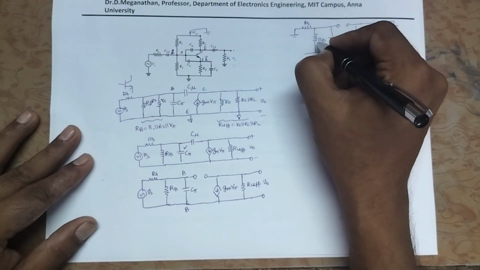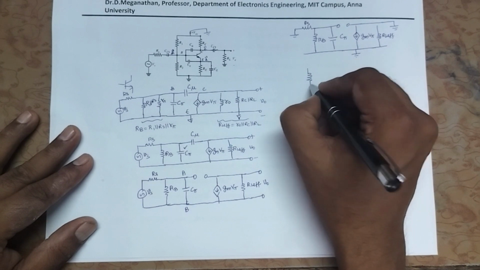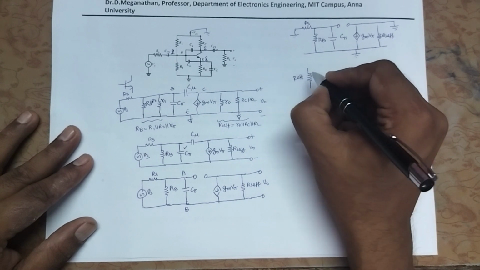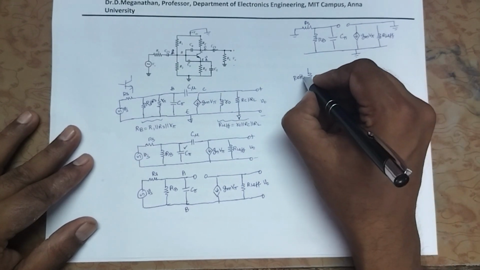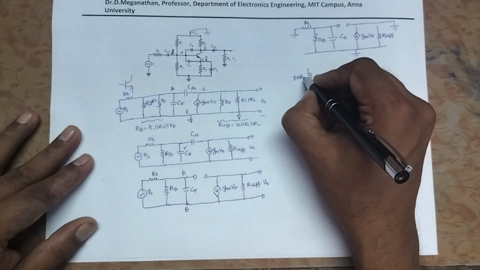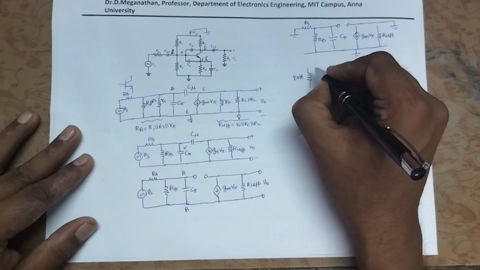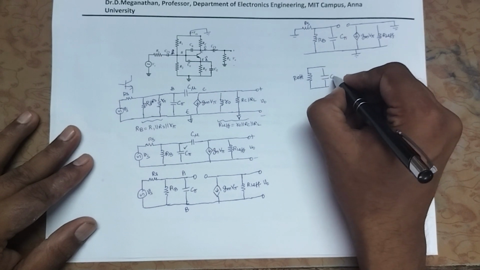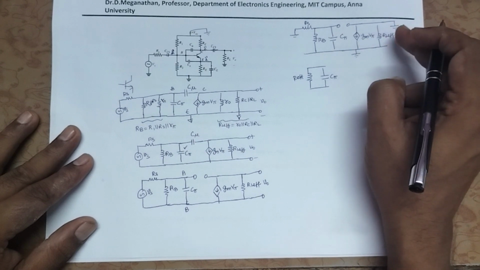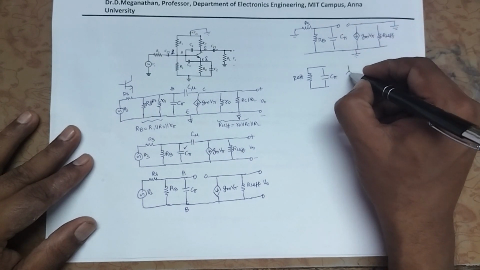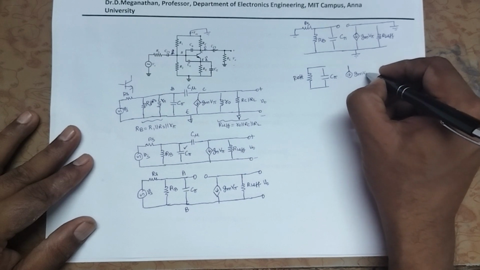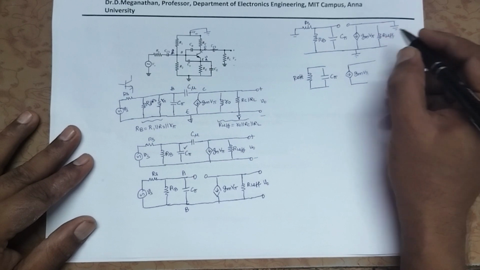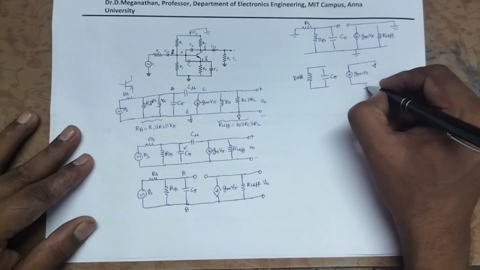With respect to this node, Rs parallel to Rb, let me say R effective. Let me put R effective and capacitor C pi. That's all. This side GMV pi, and a short in parallel with a passive element will be treated as a short.